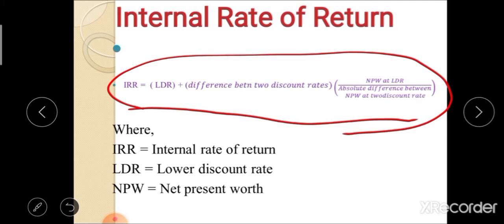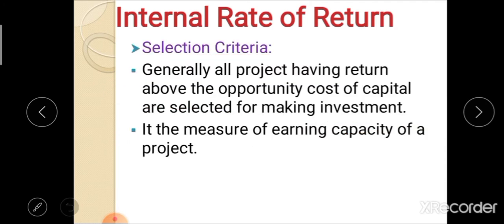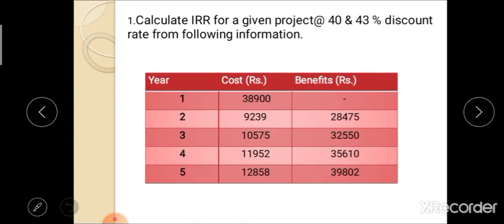Next point is the selection criteria on the basis of IRR. Generally, all the projects having IRR higher than the opportunity cost of capital are selected for making the investment. This is the measure of earning capacity of the project. That means a project is selected when it has more return than the opportunity cost of capital. Now we move toward the calculation of IRR.